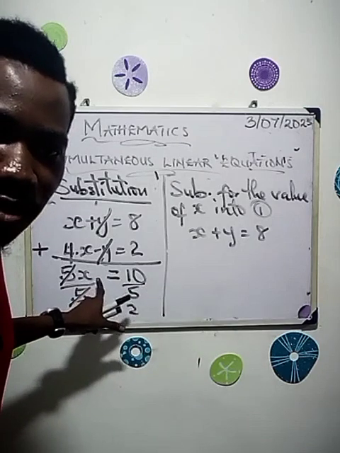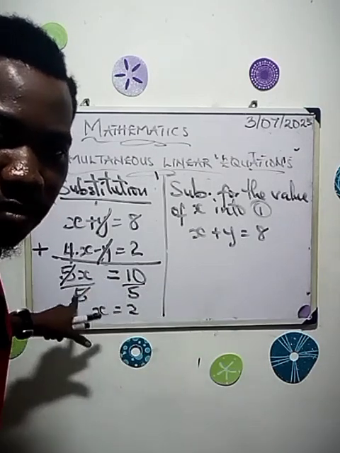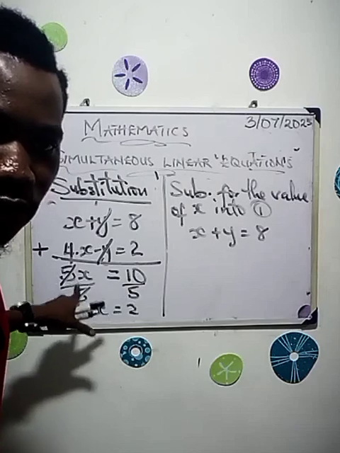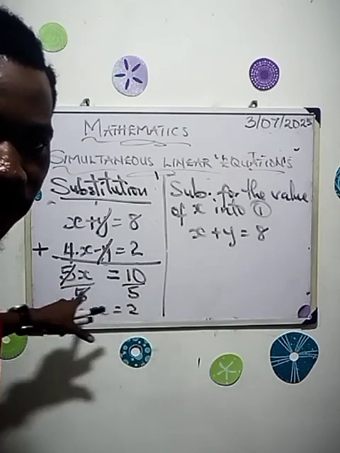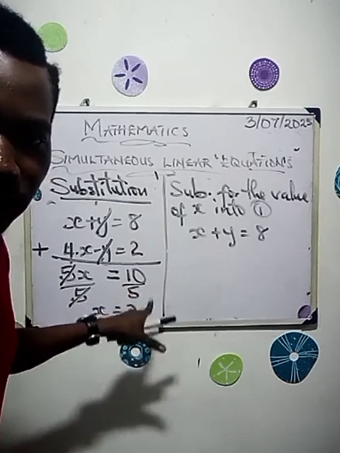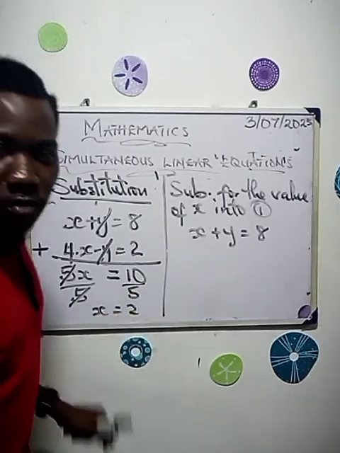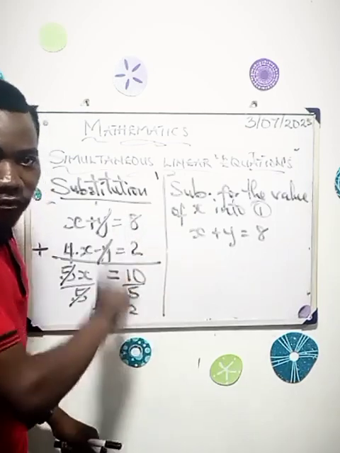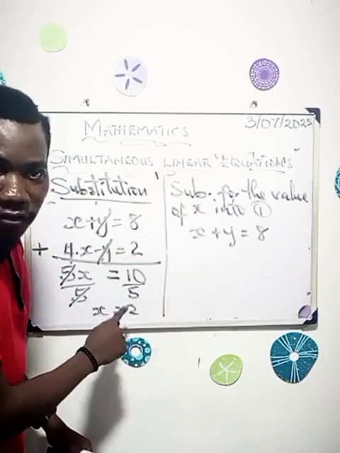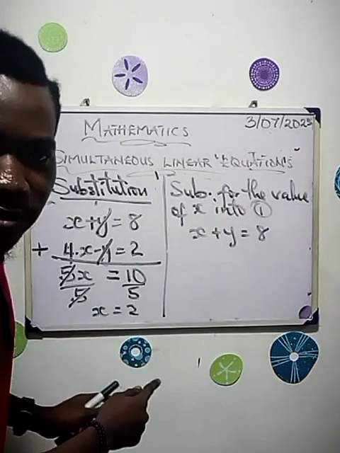For us to get the value of x now, we divide both sides by the coefficient, which is what? 5. So over 5, over 5. Now 5 eliminates 5, and x equals, what is 10 divided by 5? 2. So in this short work we've done, we've been able to solve for the value of x, which is 2. Now what is the next thing?